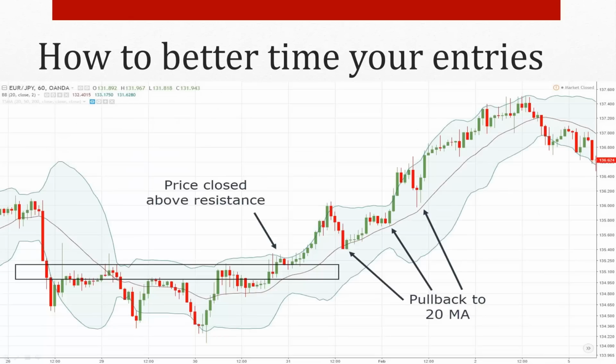Here's another example. You can see over here, the market broke above this area of resistance, came back, retested the 20 period moving average, continued higher, almost retesting it, then continued trading higher. So again, the 20 period moving average is an area of value, a potential area where you can time the entry to trade with the trend.